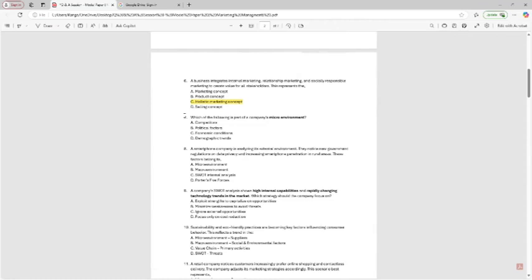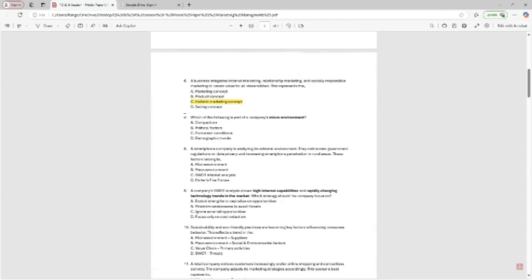Which of the following is part of a company's microenvironment? It is a very simple question. I think you can quickly get the answer. Which of the following is part of a company's microenvironment? The question belongs to session 2, week 2, environmental analysis. I think all of you remember what we learned in session 2.